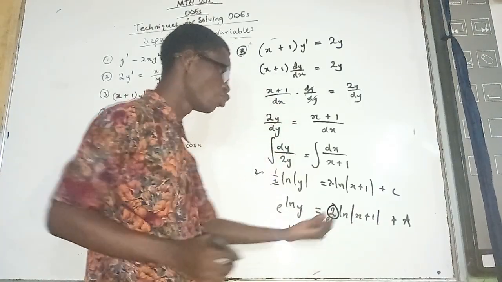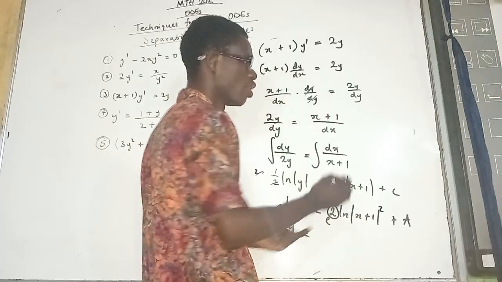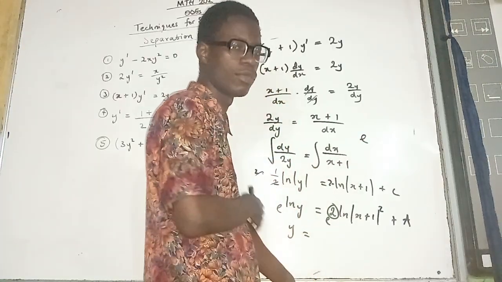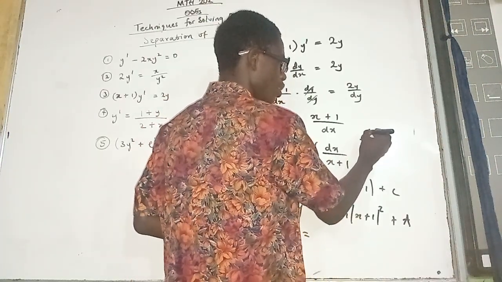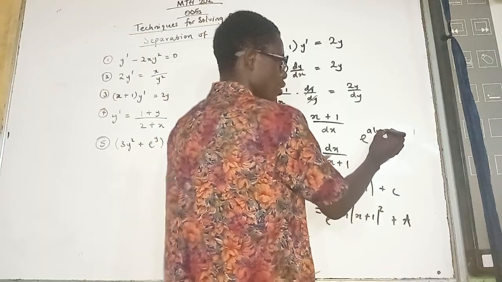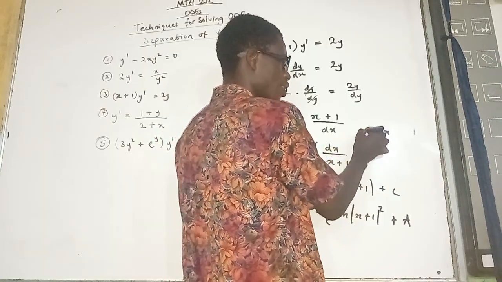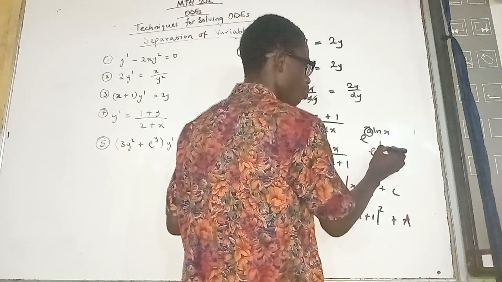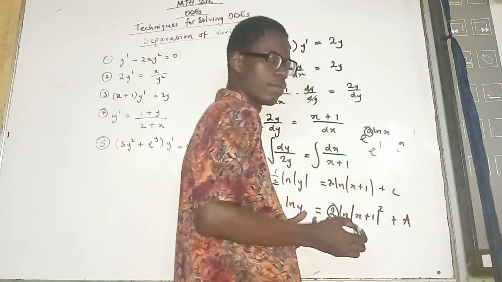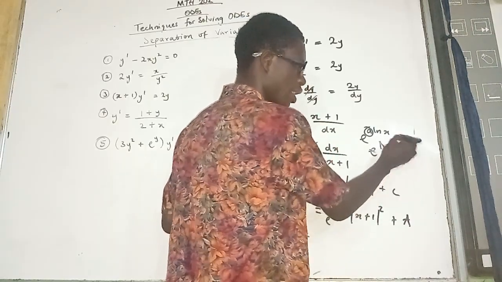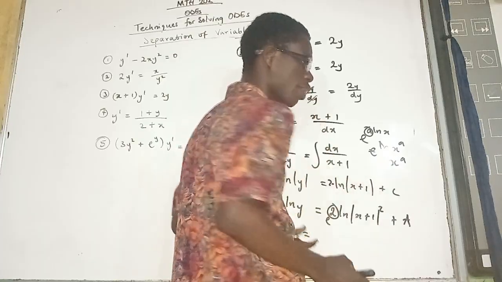Now I can bring 2 to the other side here. Don't forget the laws of algebra of logarithms. e raised to power a ln x is the same thing as bringing this to the other side and saying e raised to power ln x raised to power a. e can cancel out ln and our final answer will be x raised to power a, right?